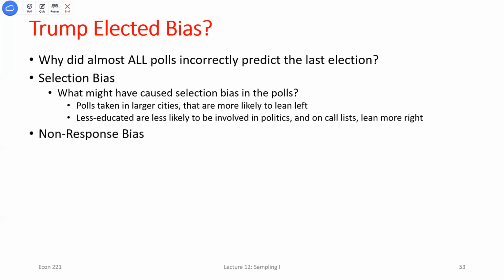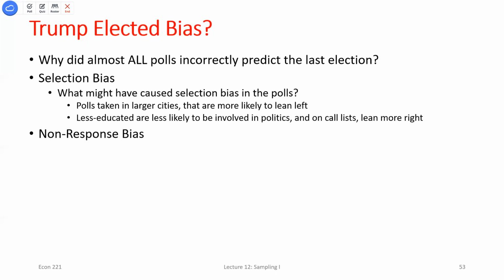Non-response bias, this was probably a large part of why they were getting things wrong. Okay? So if I'm asking someone what candidate they're going to vote for in the upcoming 2016 election, at the time, who do you think was more likely not to respond? People who were planning to vote for Trump.